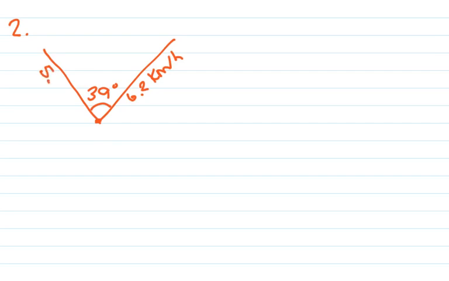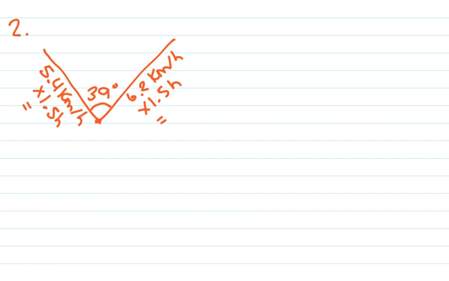So, they're walking down a path, and there's 2 roads that go in different directions, and the angle between them is 39 degrees. So, the first one heads down one path at 6.2 kilometers per hour, and the second one moves down the other path at 5.4 kilometers per hour. They travel for an hour and a half, so I'm going to multiply their speed by an hour and a half. And that will tell me how far they've traveled.